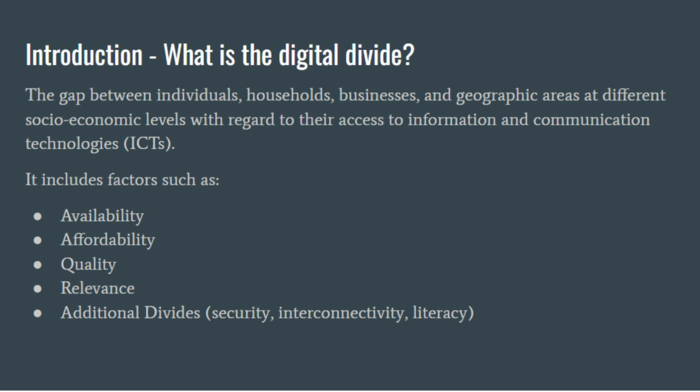For quality of service, we think about, is the quality of the connection sufficient to meet the needs of the users in those communities? For relevance, we look at, does the connected community have the necessary skills and technologies to use the internet? Are there locally available mobile apps? Is there content in the local language? And is that content relevant to the people in the community? We also have additional divides like security, interconnectivity, and literacy that play a huge role in further widening this divide.